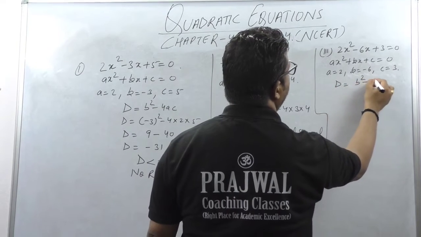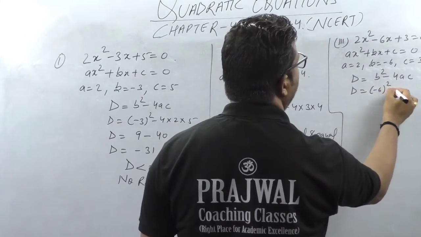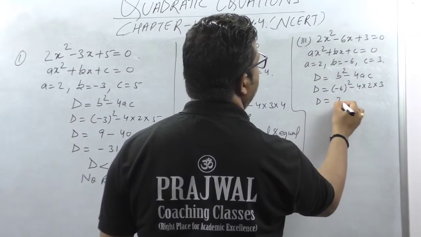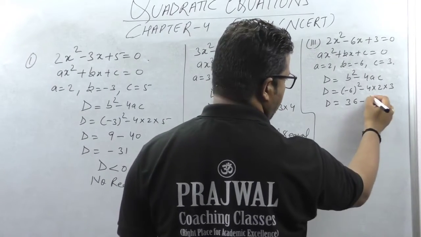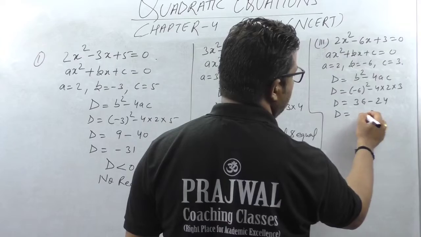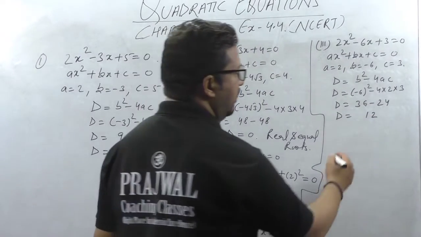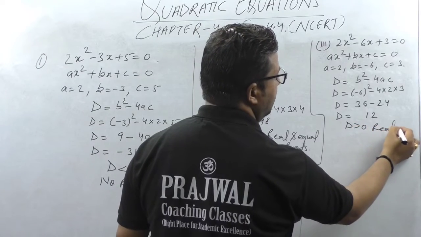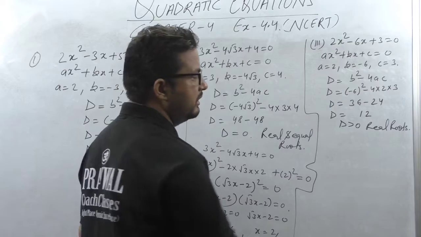The D formula is b² - 4ac. So b is -6, whole squared, and a is 2, and c is 3. So it will be 36, minus 4 into 2 is 8, and 8 times 3 is 24. Now 36 minus 24 is 12. Because D is coming greater than 0, you will write real roots. Now we can easily solve by using the Sridharacharya formula.